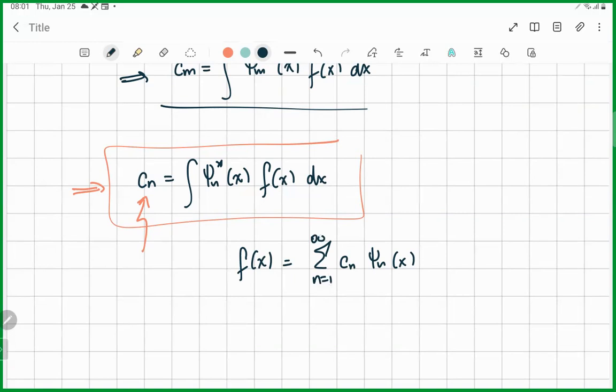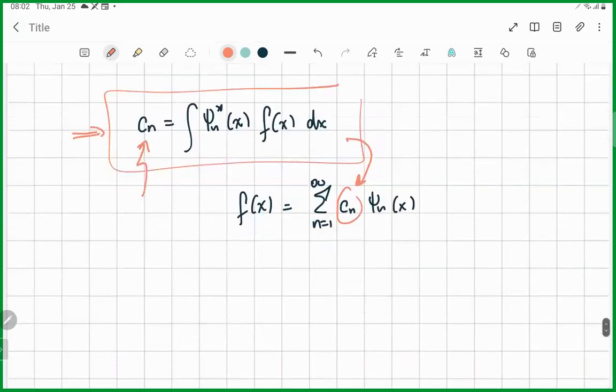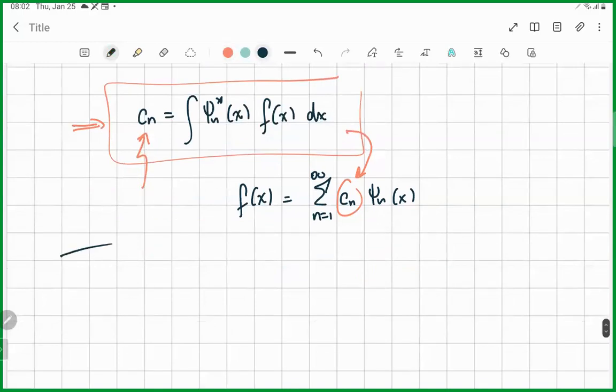What do I have to do? I find the Cn's from this integral, put them here, and I get my function. Why is this so important? Why should we be really happy about that? Let's remember our recipe, the recipe that we said.